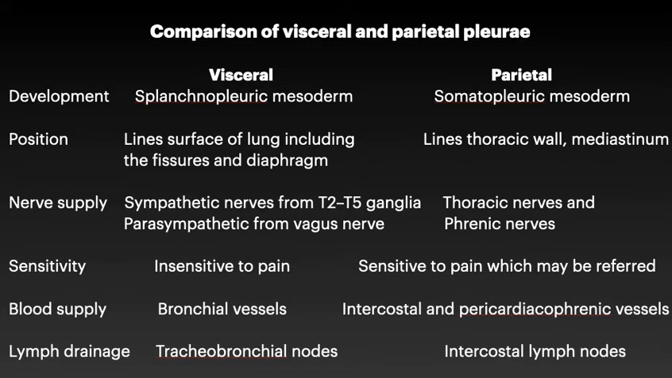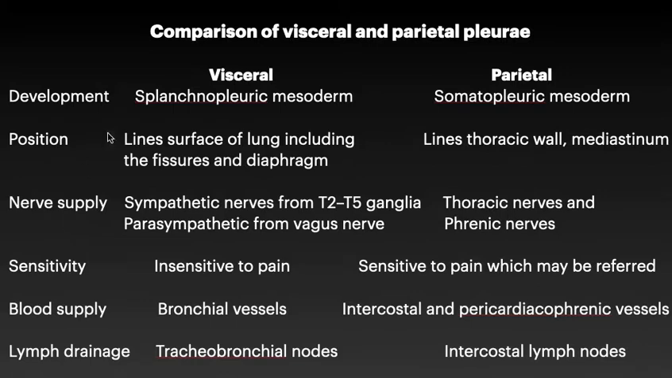Now, comparison. The visceral pleura develops from the splanchnopleuric mesoderm, whereas the parietal pleura develops from the somatopleuric mesoderm. The visceral pleura lines the surface of the lung, including the fissures and the diaphragm. The parietal pleura lines the thoracic wall and the mediastinum.